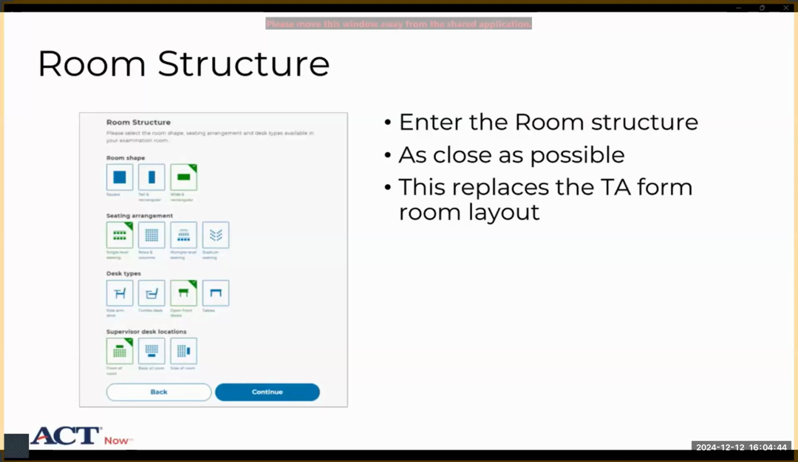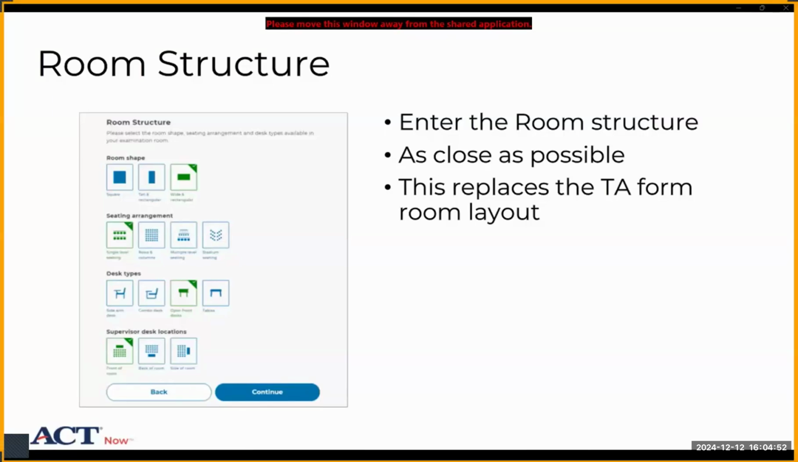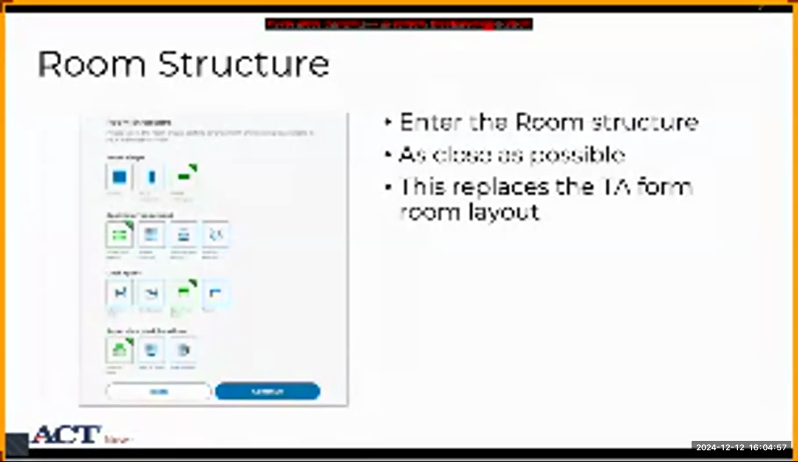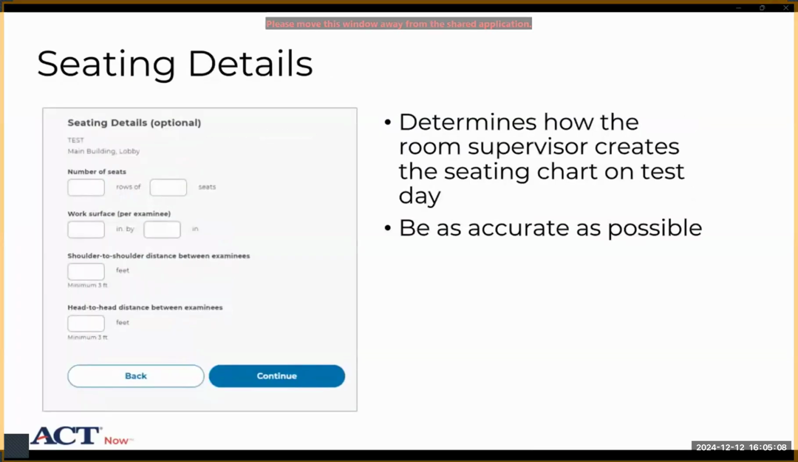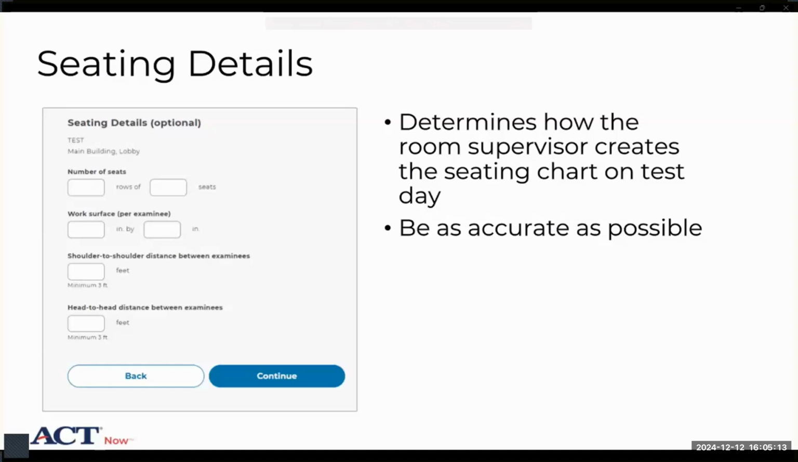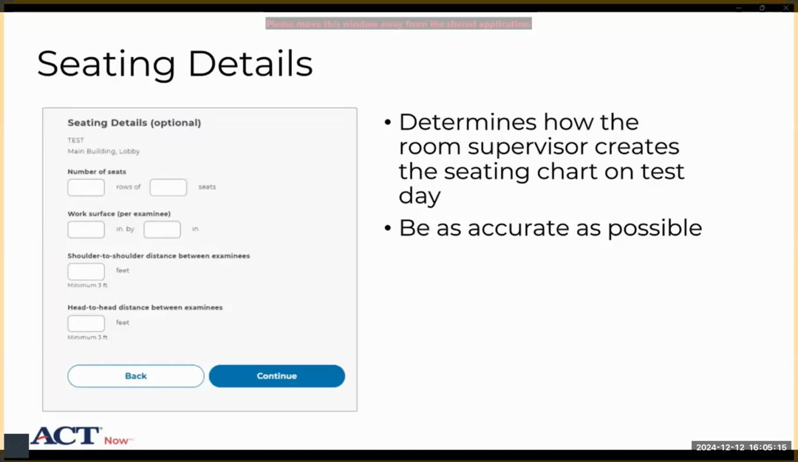You will now enter the room structure: shape of room, seating arrangement, desk type, supervisor desk location. Please select the options that resemble the room as closely as possible if an exact match is not represented. This replaces the need to draw the room layout on a printed test administration form. Select Continue. Enter the number of rows and seats per row, size of each work surface, and distance between examinees. What you enter here will control how the room supervisor creates the seating chart on test day, so please be as accurate as possible.